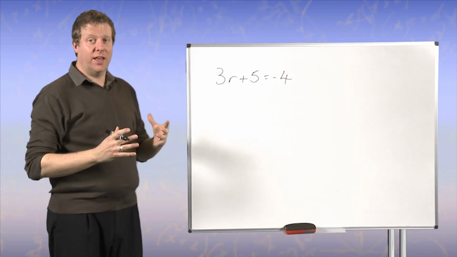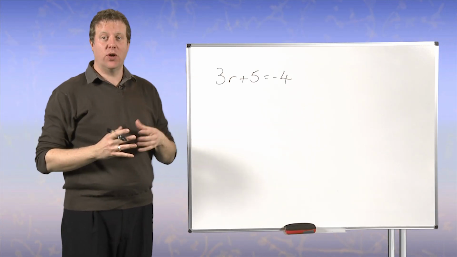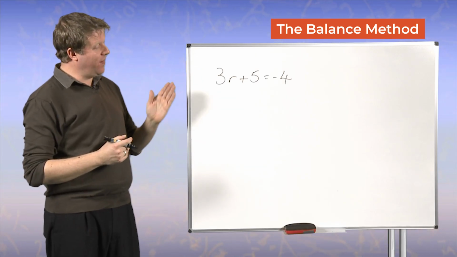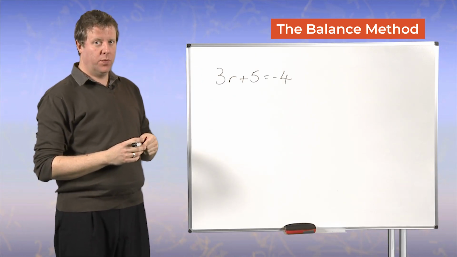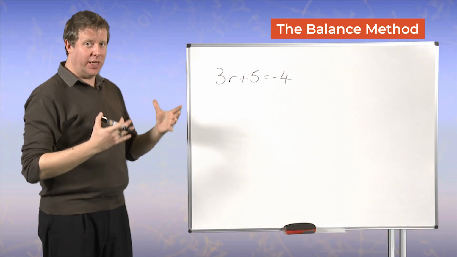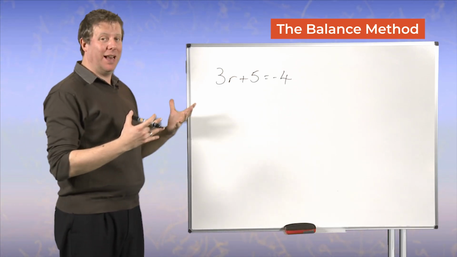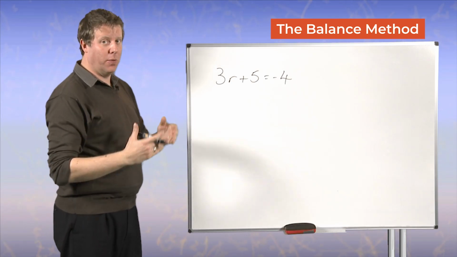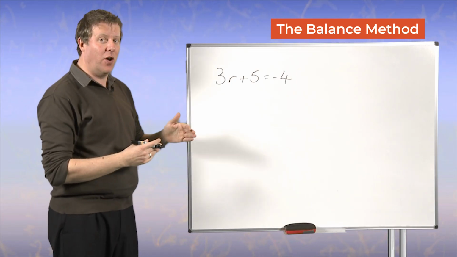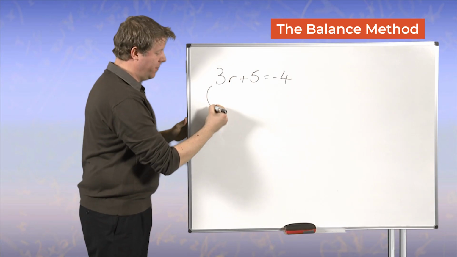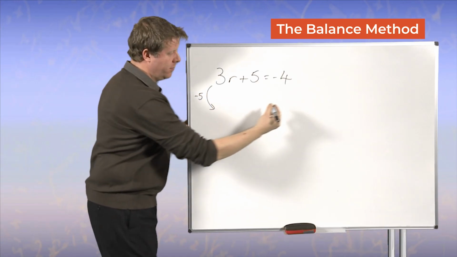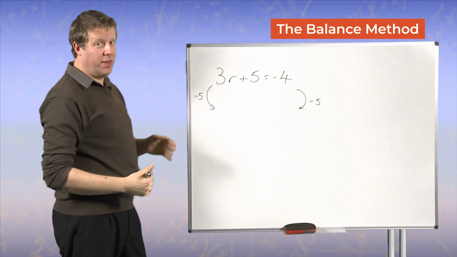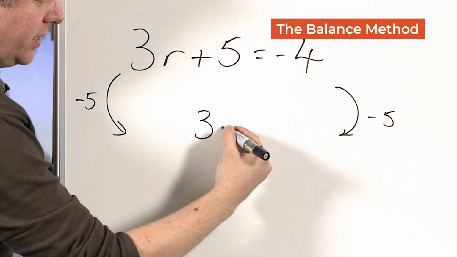So let's look at another equation, and again we're going to solve it using the balance method. This time we have 3r plus 5 equal to minus 4. So there's negative numbers in here, so we need to be very careful with those. But the balance method, remember, is always the same. We look at what we need to get rid of and do the opposite. So if I want to get rid of plus 5, I have to subtract 5 from both sides, which would leave me with 3r on the left-hand side.